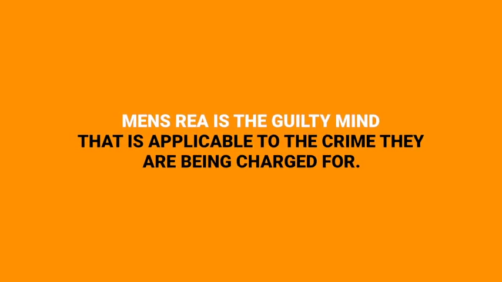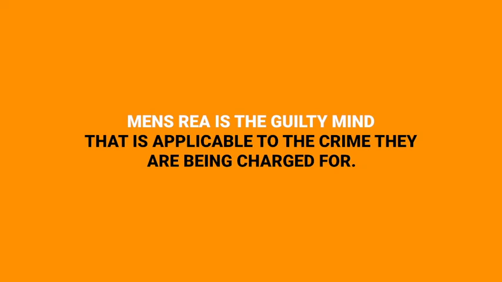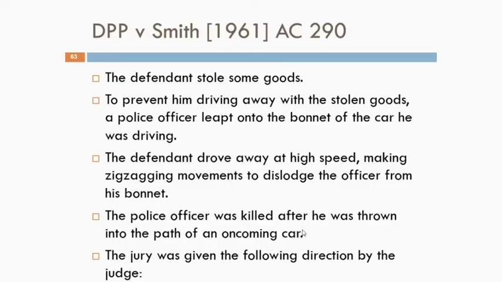They need to have the guilty mind that is applicable to the crime they are being charged for or tried for. In his case, he was being tried for murder, and the mens rea for murder is the intention to kill or to cause grievous bodily harm or serious harm.